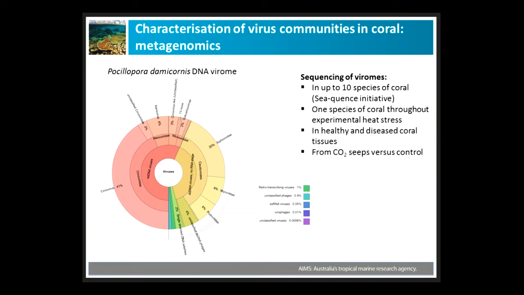And this is just a plot of one recent virome that we have acquired from Pocillopora damicornis. Don't look at the details, but this is a plot at the family level. There's a lot more diversity hidden behind each of these families, but it shows you how much diversity there can be. And this is only the DNA virome. Viruses can have either DNA or RNA genomes, and so we look at both the DNA and the RNA viromes.